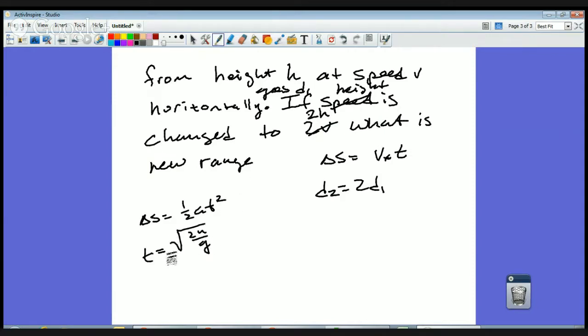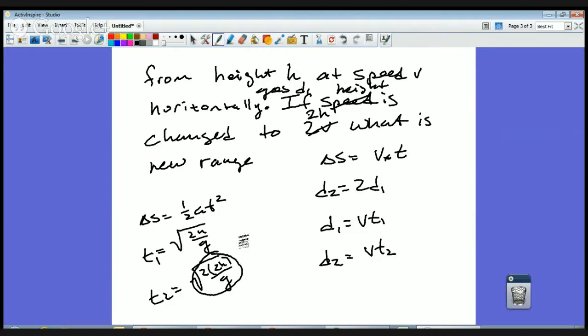So this would be t1. t2 is going to be the square root of 2 times 2h over g. So there's a couple of ways to do this, and you know that, again, s is just going to be vx times t, so d1 is going to be v times t1, and d2 is going to be v times t2. So what I normally do is I just look at this and I say, well, what do I have to do to this here to make it look like t1?